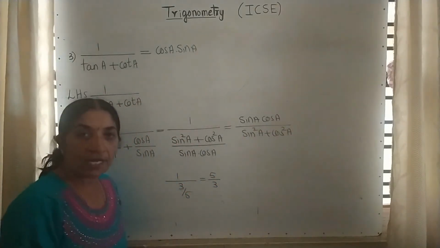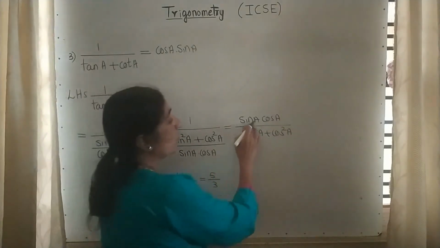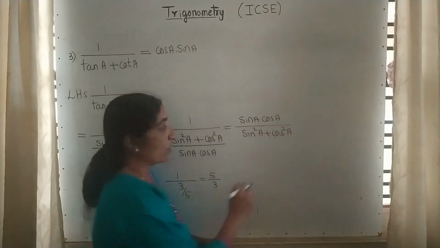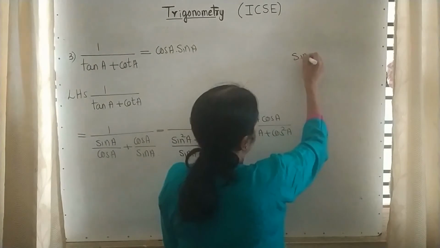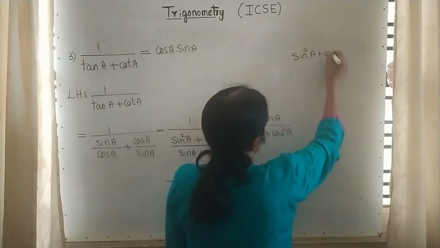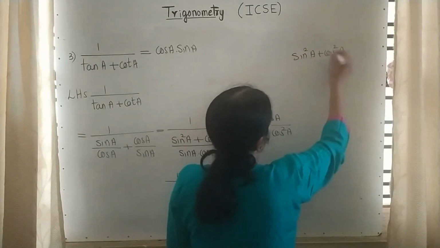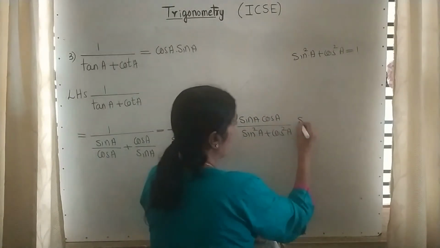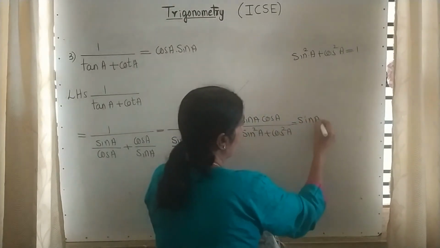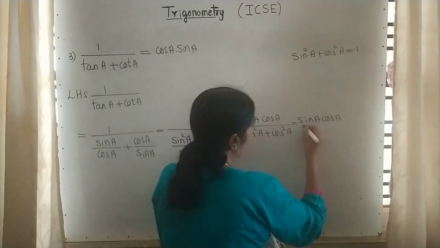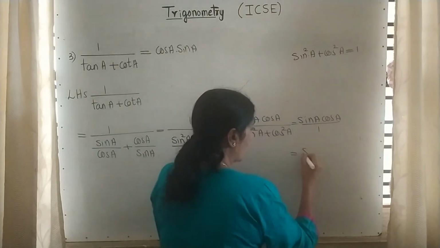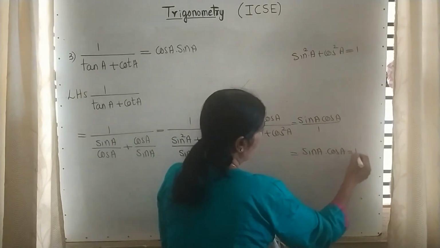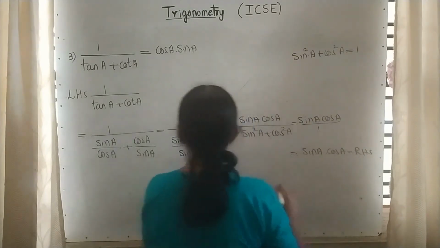And already I gave the identity. What is the value of sin square A plus cos square A? If these two angles are the same, the answer is 1. So this answer is 1. It is sin A into cos A divided by 1. Any number divided by 1, we are writing just that value. That is the RHS.